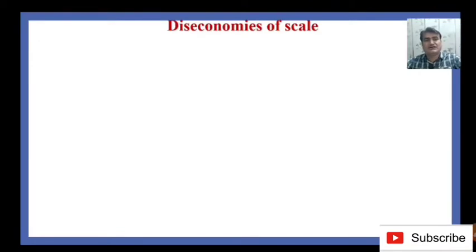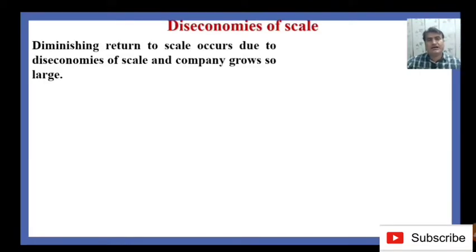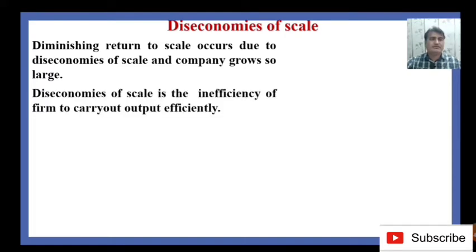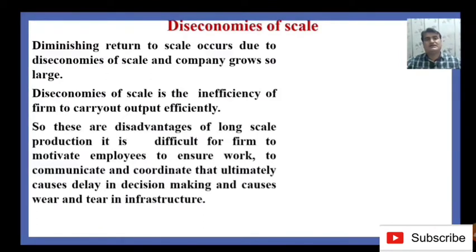Why does the diminishing return start? Diminishing returns to scale occur due to diseconomies of scale when the company grows so large. Diseconomies of scale is the inefficiency of the firm to carry out output efficiently. So these are the disadvantages of large scale production. It is difficult for the firm to motivate employees to ensure work, to communicate and coordinate, which ultimately causes delay in decision making and causes wear and tear in infrastructure. It means the company is unable to produce efficiently and fails to manage things. As a result, the average cost goes up.